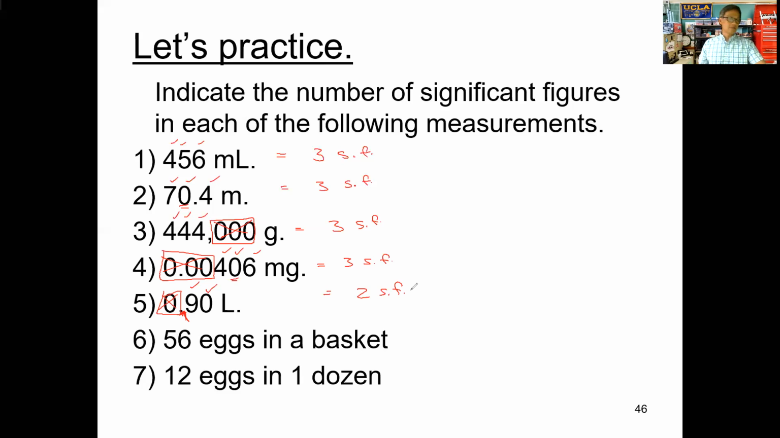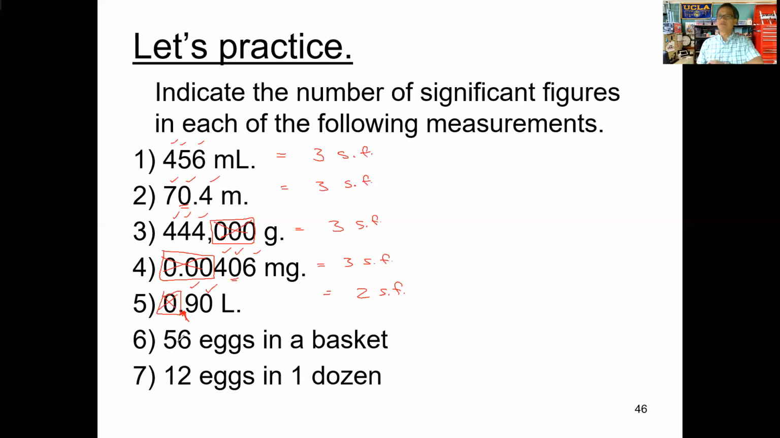Let's take a look at the last 2 examples here. 56 eggs in a basket. The number here is 56. But do understand the difference between this number here and the 5 numbers that preceded it. This 56 here indicates a number that is counted.